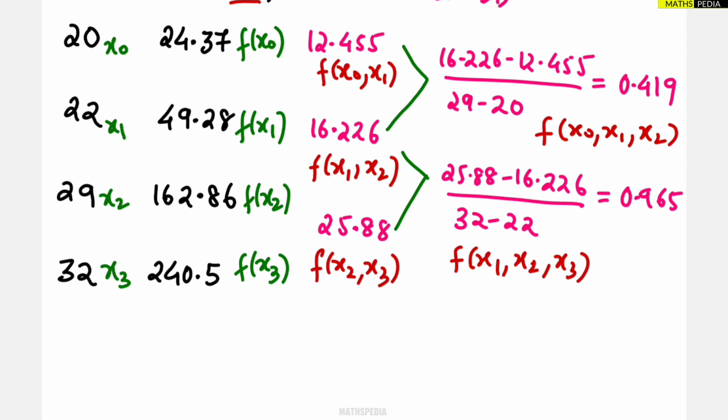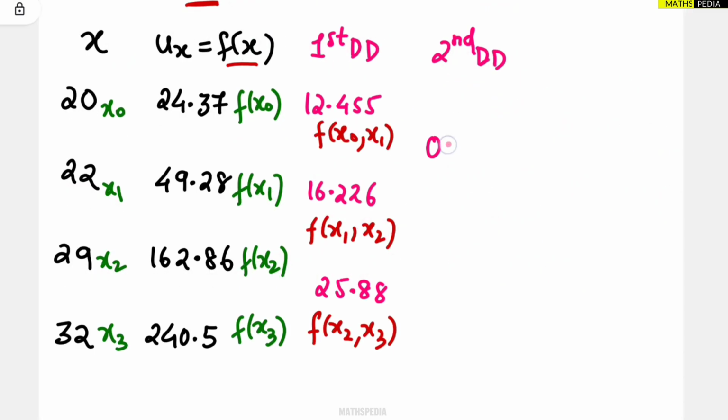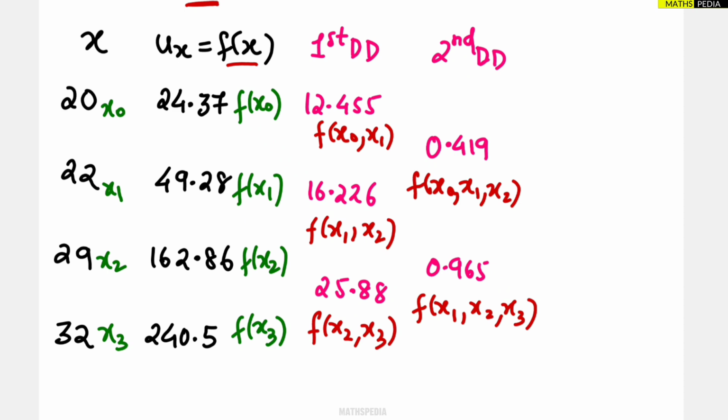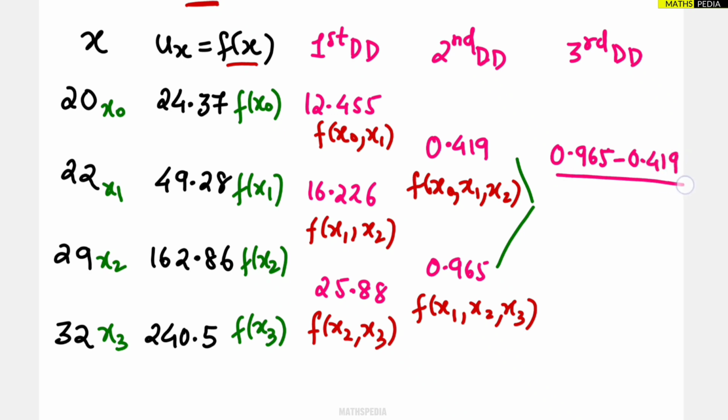Now I'm going to remove this part and we have to go for the third divided difference also. So third divided difference, it will be again subtraction of this and this. So you're going to take 0.965 minus 0.419 whole divided by. Now which x values you have to take? First and the last value. Okay, first and the last value.